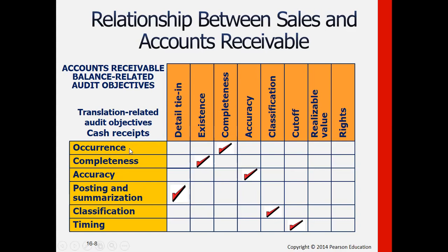Then what is somehow shocking here, guys, is that occurrence here should have been on existence, and completeness should have been on completeness. Do you follow? So we can revise the arrow, then accuracy, posting, detail tie-in, and classification, and timing or cutoff. So we just have to revise that as well.